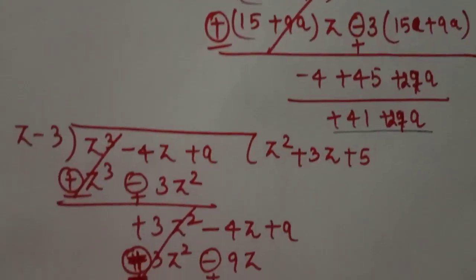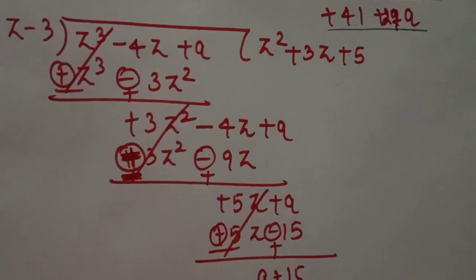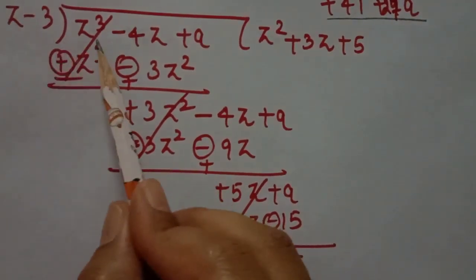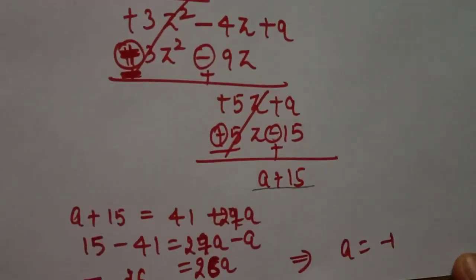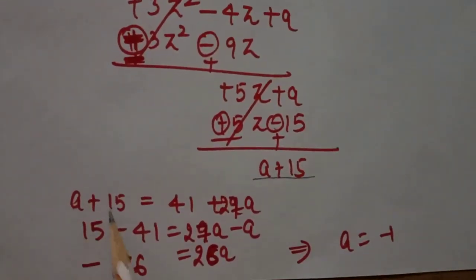After this, we will divide the second polynomial with z minus 3. We will divide this question with the long division method with z minus 3. And after this, we will get our remainder as a plus 15. According to the question, both remainders are equal to each other, so definitely we will put them equal to each other. So a plus 15 is equal to 41 plus 27a.